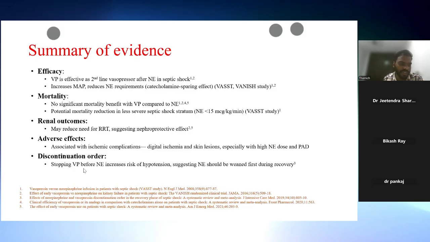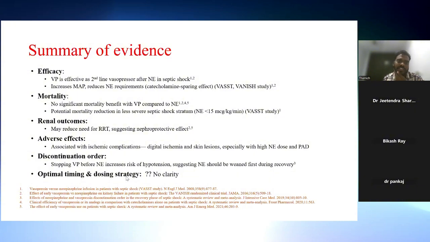So when to stop vasopressin? This is published in one meta-analysis, where they show that stopping vasopressin before norepinephrine significantly increases the risk of hypotension, suggesting that norepinephrine should be weaned first during recovery. So this is the evidence we have, but when to start, the optimal timing for initiation and the strategy for dosing, there is no clarity on this.